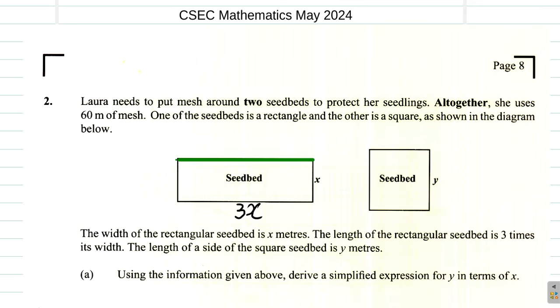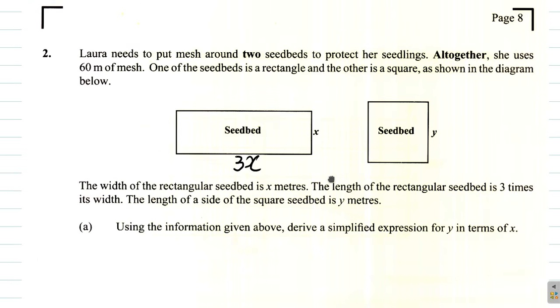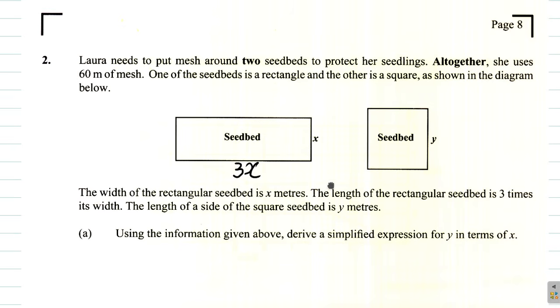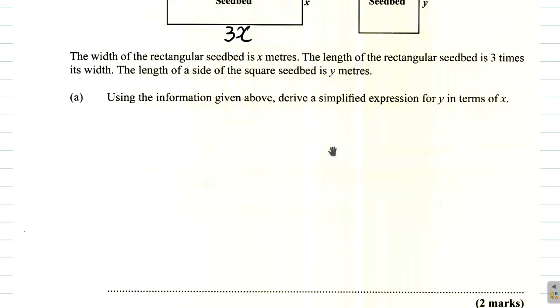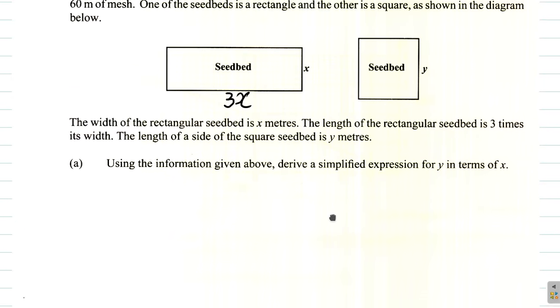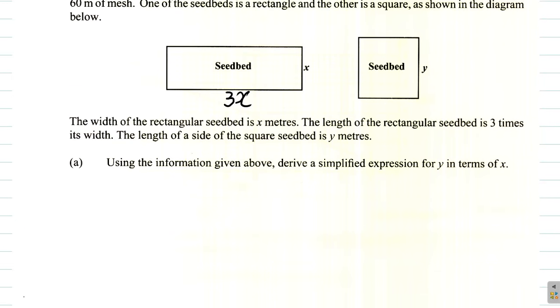Now, using the information given above, derive a simplified equation for y in terms of x. That means y is equal to something with x, some number plus x, minus x, divided by x, times x, whatever it is. So you should pause the video and go ahead with that. Okay, you're finished?